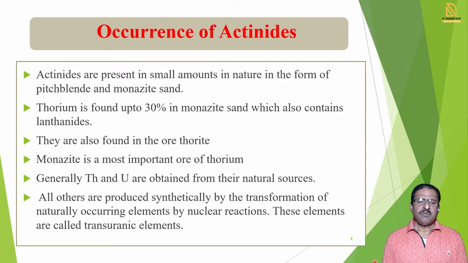Again, these are present in thorium. So thorium is found up to 30% in monazite sand, and that also contains some lanthanides like cerium, protactinium. When we separate the thorium from that monazite sand, the other part is the waste or byproduct, and in that byproduct the lanthanides are present or separated. So from the monazite sand we can extract the thorium and also the various lanthanides.